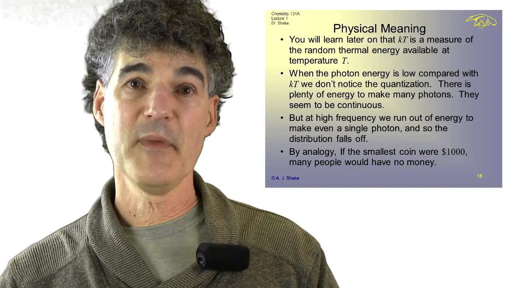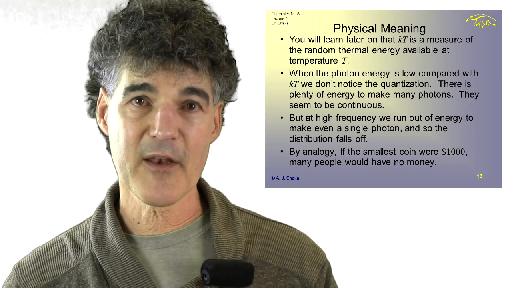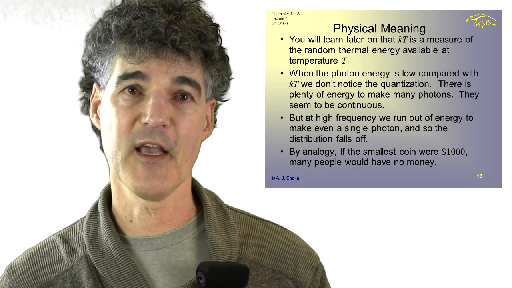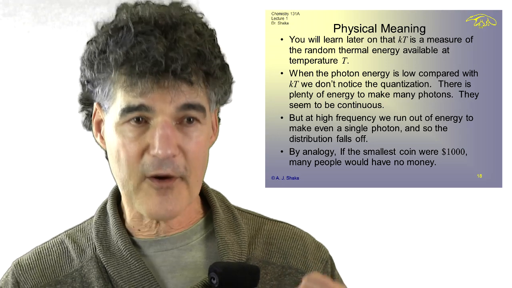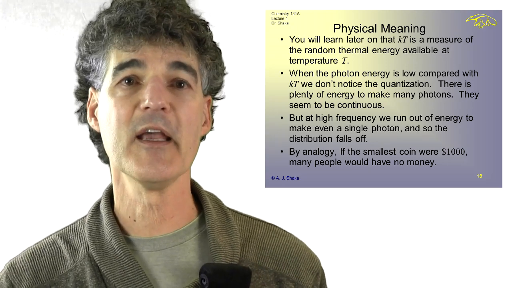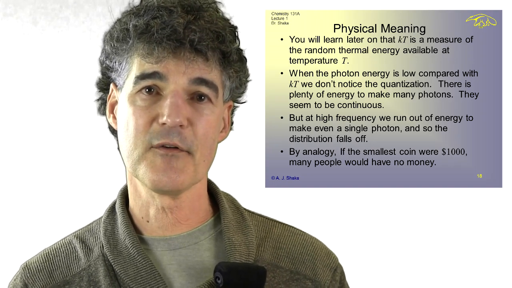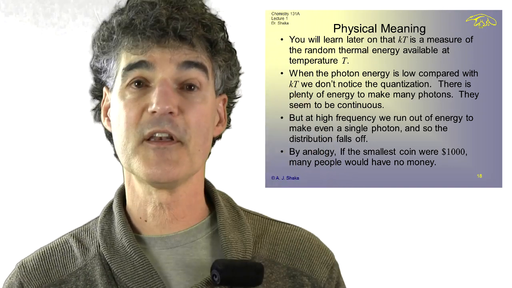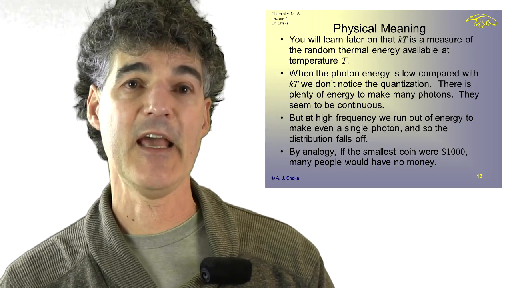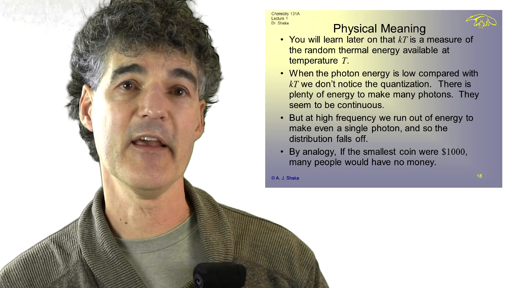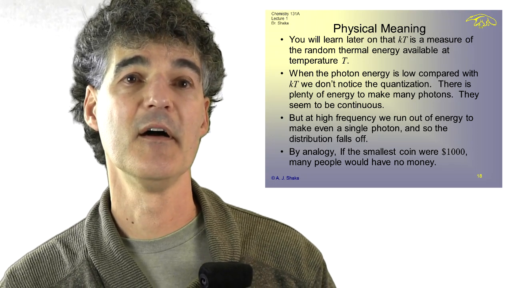Now, the physical meaning of kT is that kT is really a measure of the random thermal energy that's available at a temperature T. When something's hot, things are moving, they're colliding, they're banging around, and there's lots of energy available to excite things and to create photons. But if the temperature is very cold, then there's hardly any energy around, and then you just don't have enough energy to make the minimum amount of a photon.